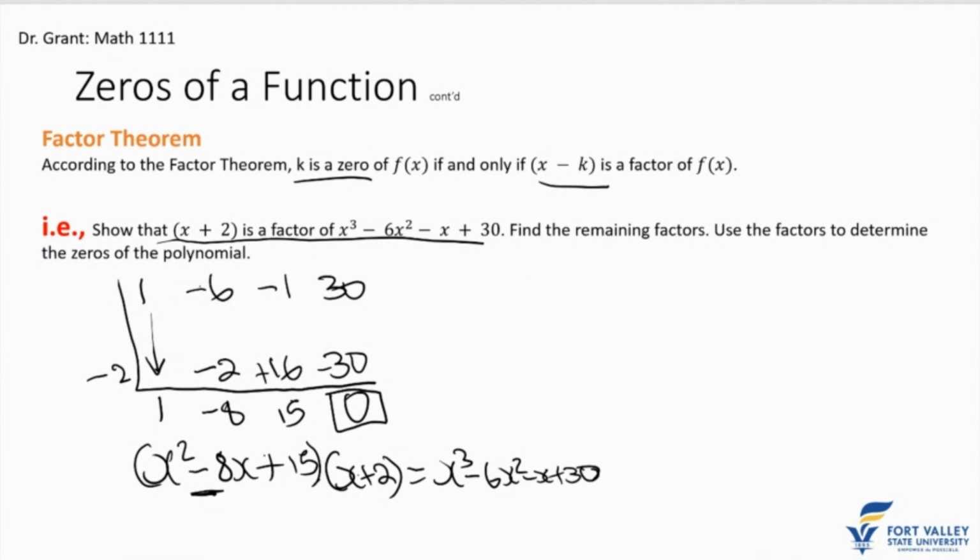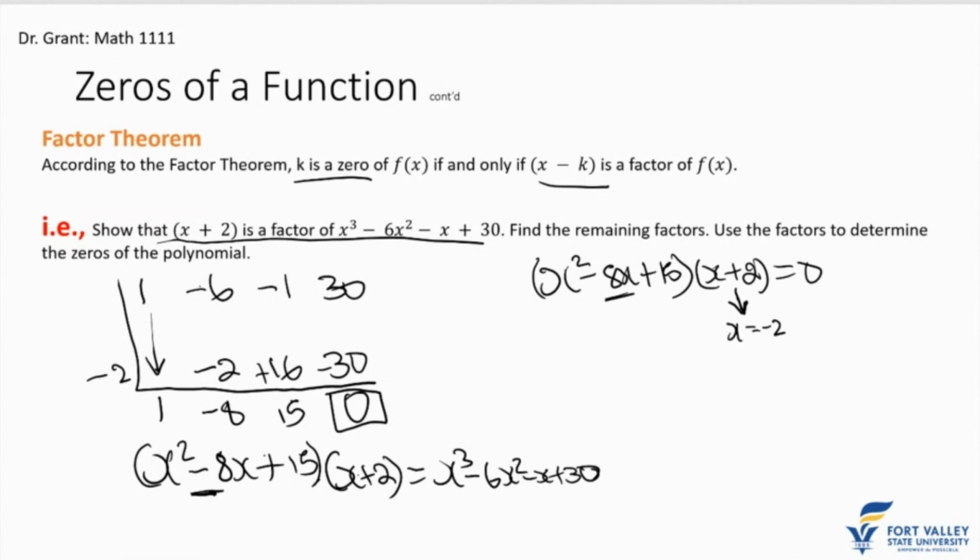Now they're asking us to find the remaining zeros. Here we have x squared minus 8x plus 15 times x plus 2. If we're finding the zeros, we know that we have to set the equation equal to 0. We know this already corresponds to a root of x equals negative 2. So now we have to find the other factors of this quadratic expression.